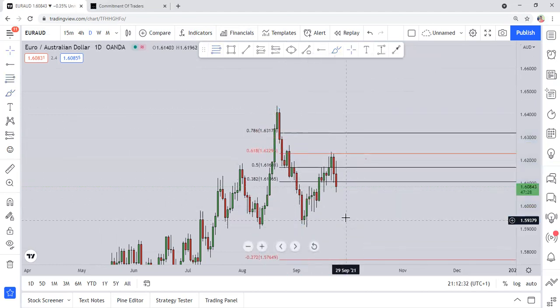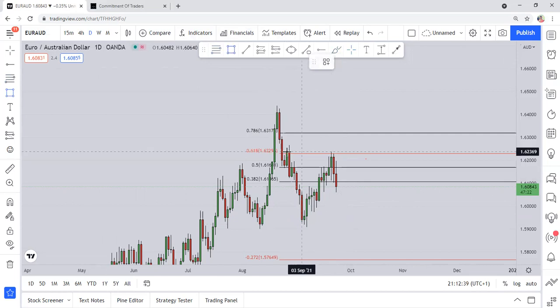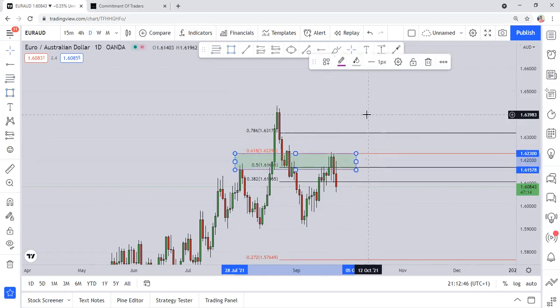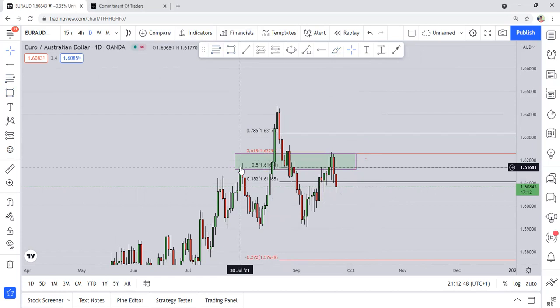Okay. As you can see, the market retraced to, let me use the box, you can see the market retraced to this level. And if you look closely, you discover it's aligned perfectly well with the previous structure area, which is what we have around here.